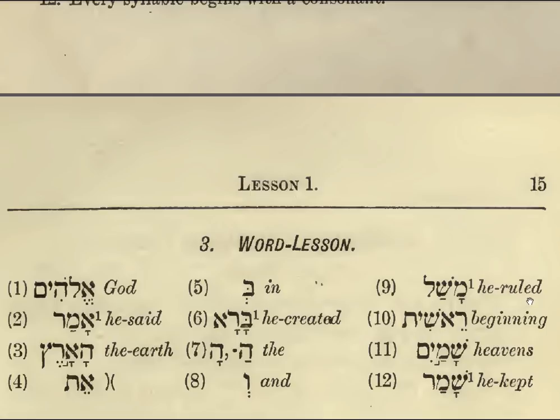Mashal, he ruled. Reshit, beginning. The beginning, reshit. Shamayim, heavens. Shamar, he kept. Mashal, he ruled. Amar, he said. Bara, he created.